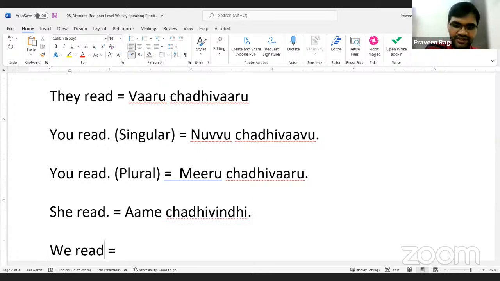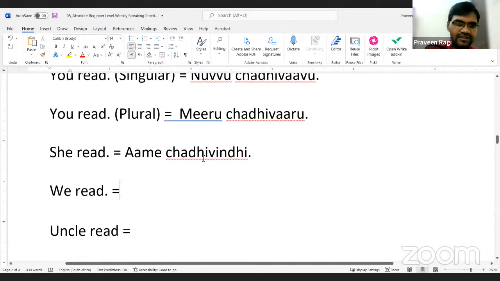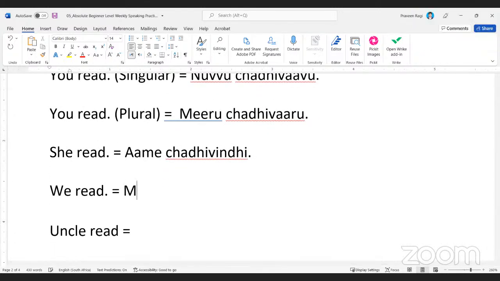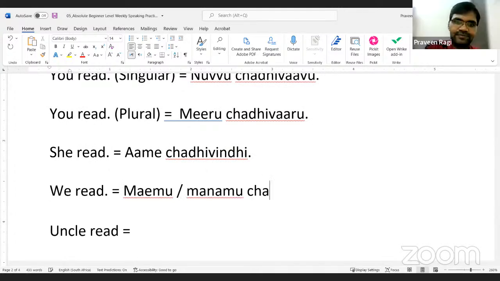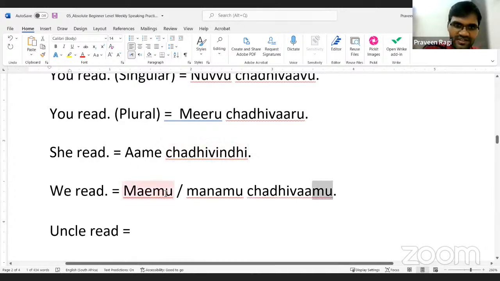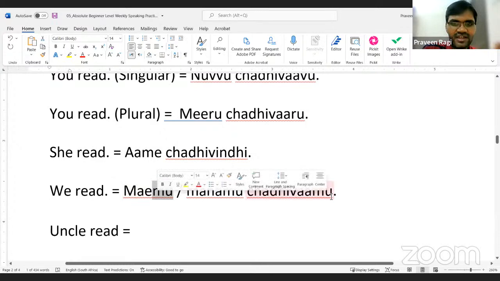We read. Memu or manamu chadivamu. So we always take this end sound from the subject. Even if you use a name, you need to identify the personal pronoun for that subject, then bring that end sound from here and add it at the end.